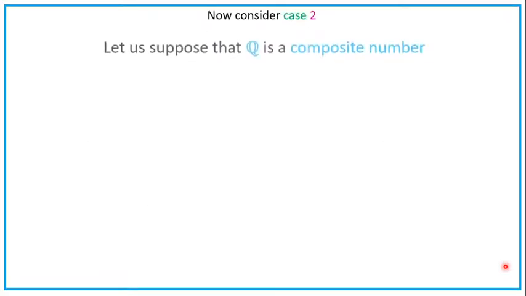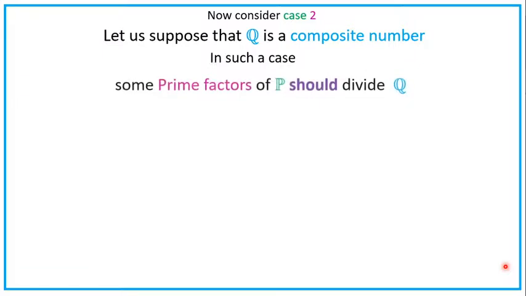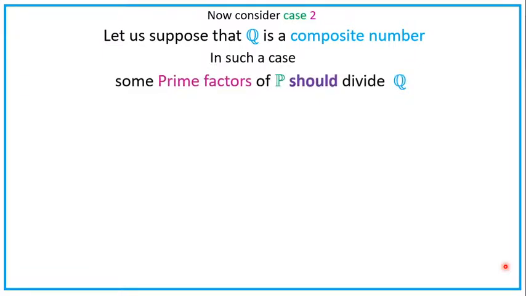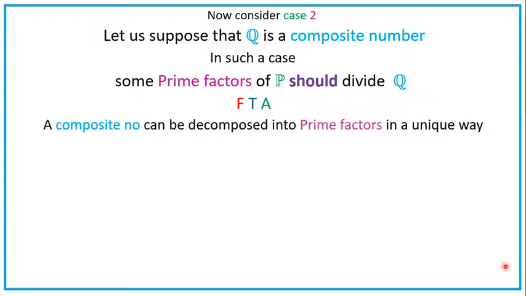So we will go to case number 2 now. Let us suppose that q is a composite number. Okay, in such a case, some prime factors of p should divide this composite number q. Do you know the reason? Because of the fundamental theorem of arithmetic, which states that a composite number can be decomposed into prime factors in a unique way. So since q is a composite number, it has to be divisible by some prime numbers only.